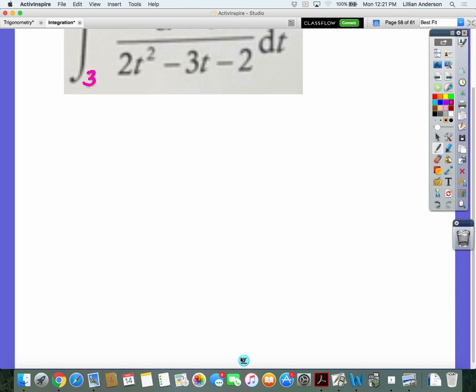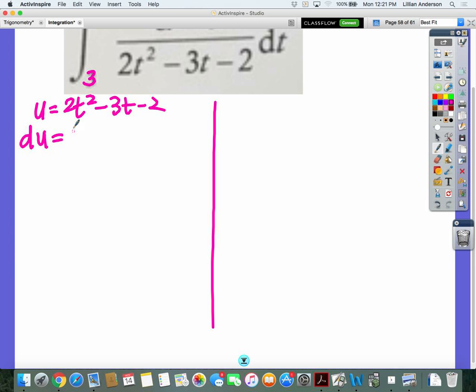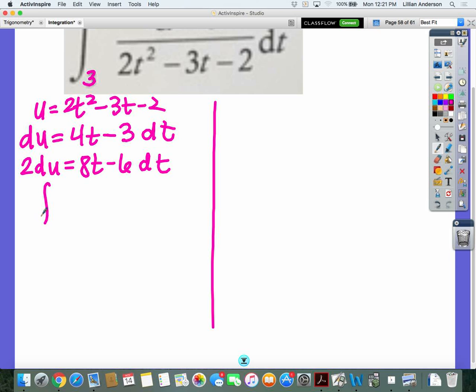With this one, you can do it one of 2 ways. Of course, you would need U substitution for both of them. Hopefully you made the bottom U, which meant that when you took the derivative, you got 4t minus 3, but you needed to multiply it by 2. That's how you get 8t minus 6 dt. So when you plug it back in, you have du over u with the 2, which is the same thing as 2 over u du.